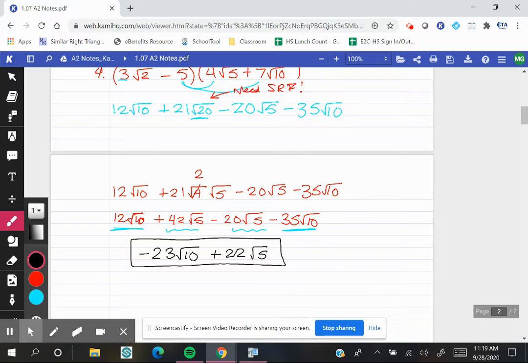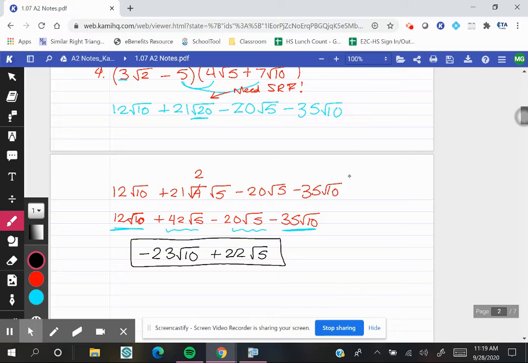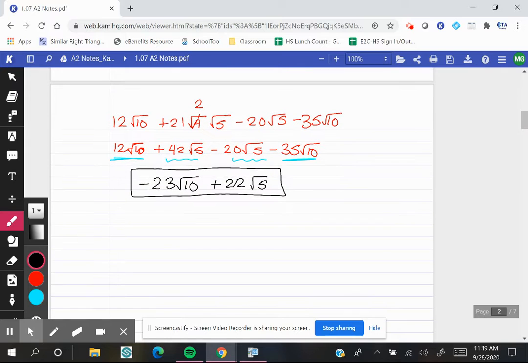rad 5. Again, you can check it, type in the original, and then type in the answer to make sure that those decimals match up. The next ones we're going to do is we're going to find the sum and the difference by combining like terms.